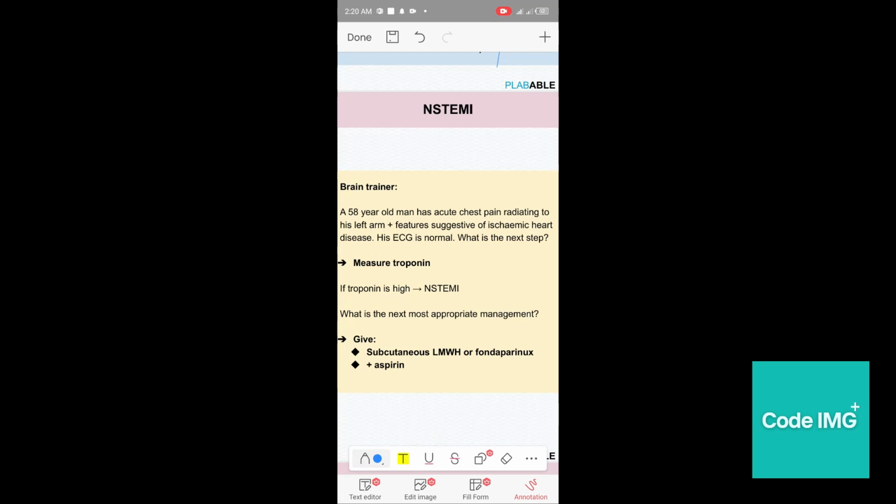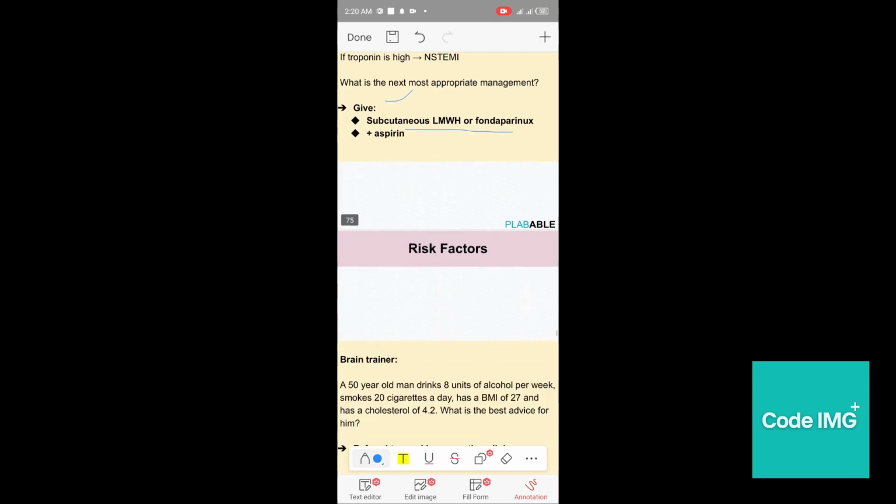So if the patient comes to you with typical chest pain, even if the ECG is fine, you need to go for serial ECGs and serial troponins. The best is, even if the ECG is normal, maybe the troponin is positive, you need to consider that one. So you have to give aspirin plus clopidogrel and low molecular weight heparin.